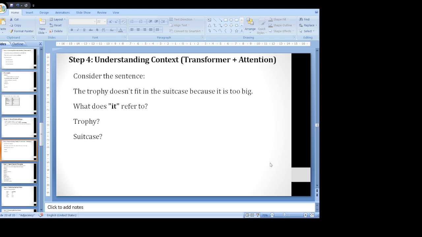In step four, we move to understanding context: the transformer architecture plus attention. Here attention means, if I give the sentence, "The trophy doesn't fit in the suitcase because it is too big", the word "it" may refer to what? The trophy or the suitcase? In the human sense, we can tell that it refers to the trophy, but the AI can't. So here more attention is needed.